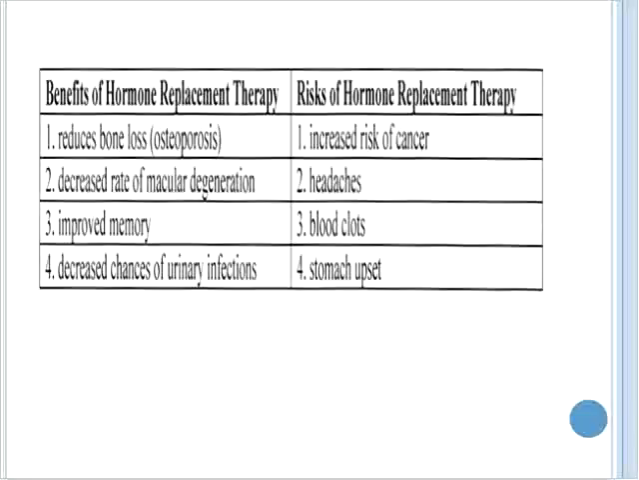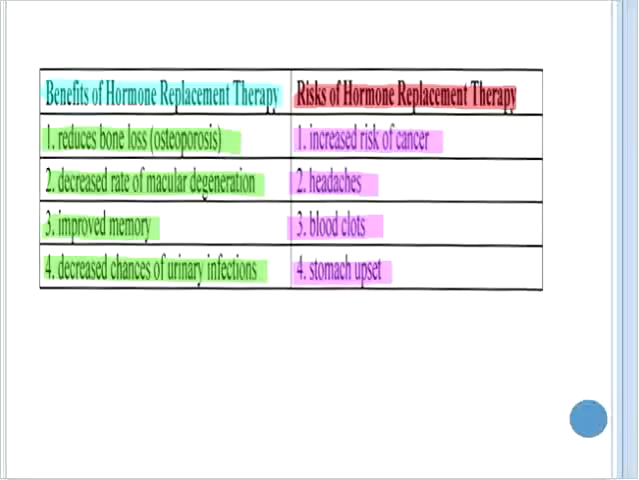While there certainly are benefits to hormone replacement therapy, there are certainly risks attached to it as well. The benefits include reduction in bone loss, staving off osteoporosis, a decreased rate of macular degeneration, improved memory, and a decreased chance of urinary infections. However, as mentioned, there are risks. These risks include increased risk of cancer, headaches, blood clots, and stomach upset.